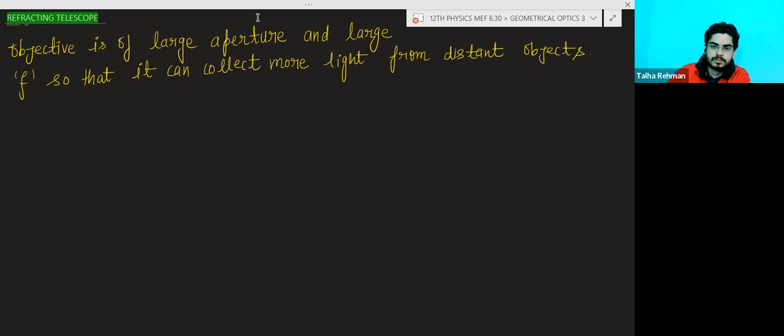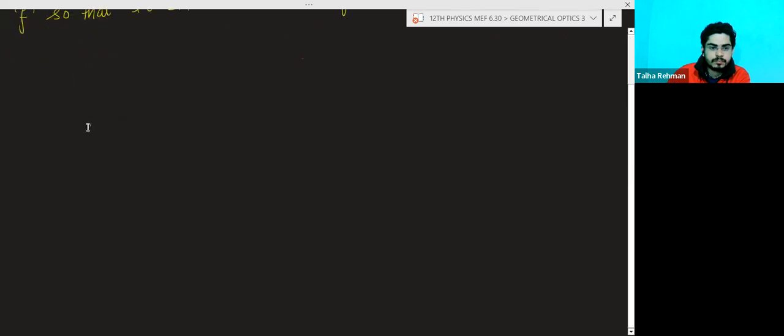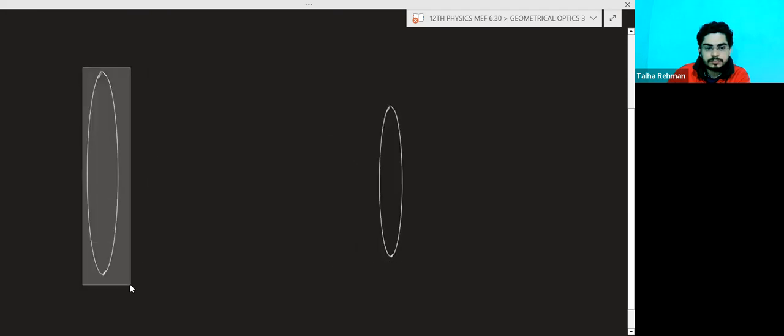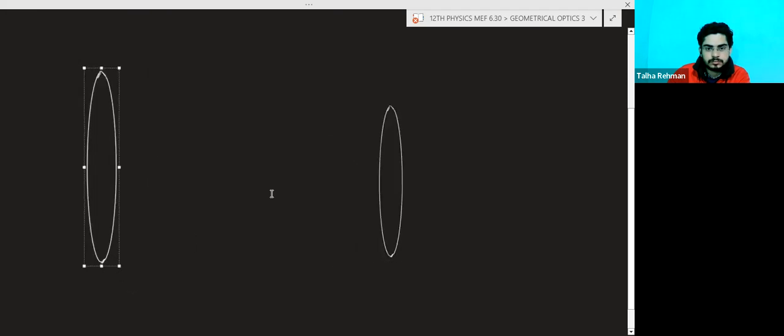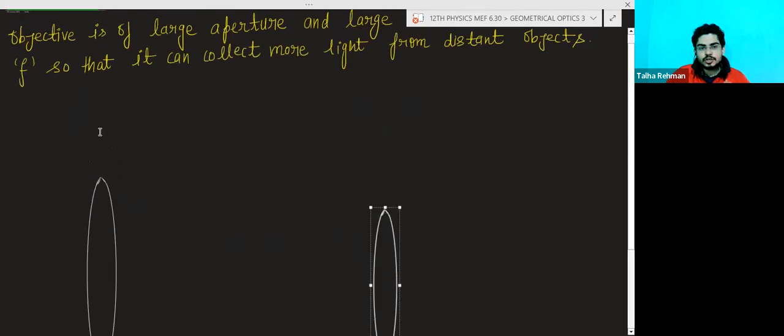Okay, now we will draw. This is the objective lens, and this is the smaller eyepiece lens, and this is a telescope. In the telescope, this is the objective lens and this is the eyepiece lens. Here the objective lens is large, and why is this objective lens large? To collect more light from the distant object.